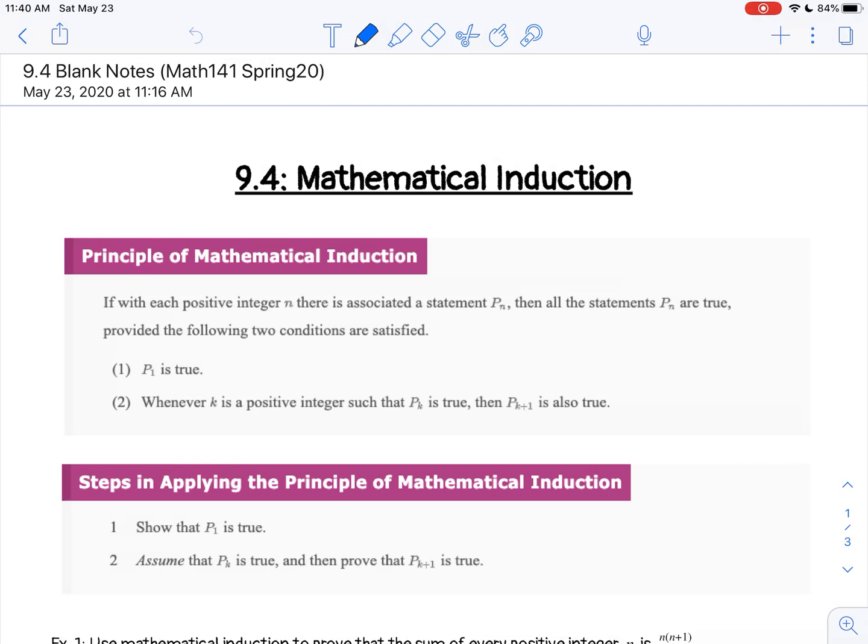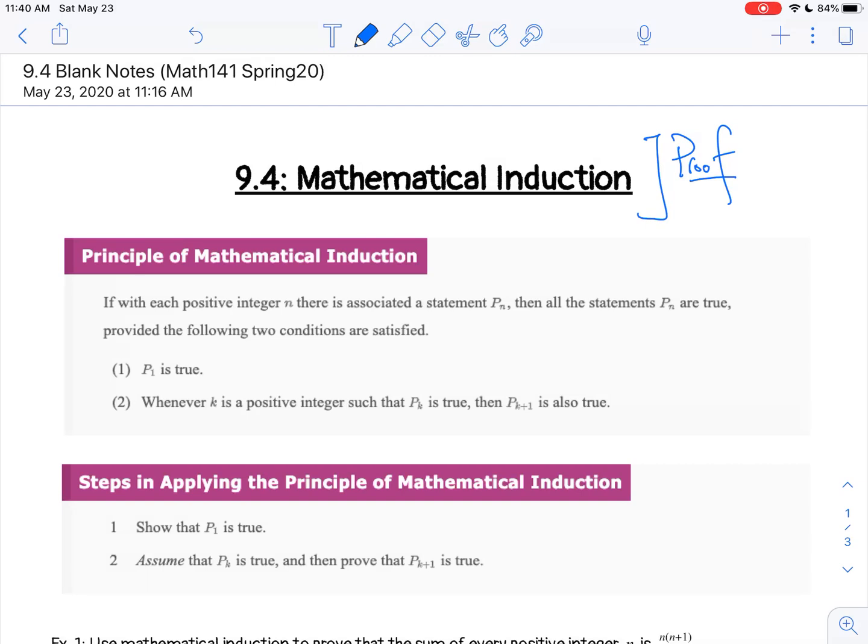Hi folks, welcome to 9.4, which is a section on something called mathematical induction. Mathematical induction is a type of proof that you learn about a little bit in pre-calc like we're doing right now, but really you'll use it again when you take some of those higher level math courses like linear algebra or discrete mathematics.